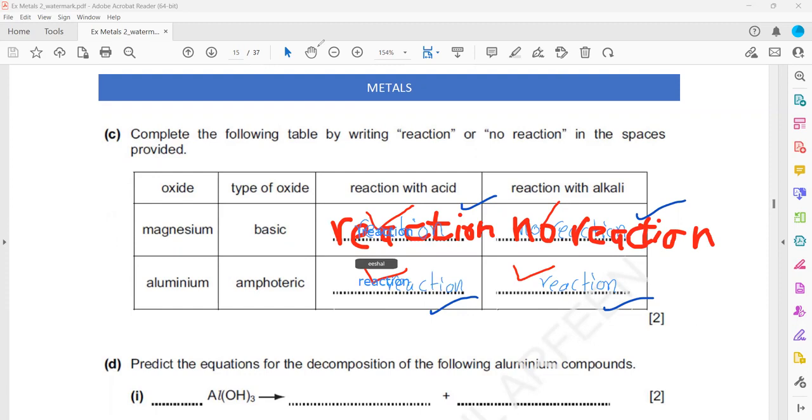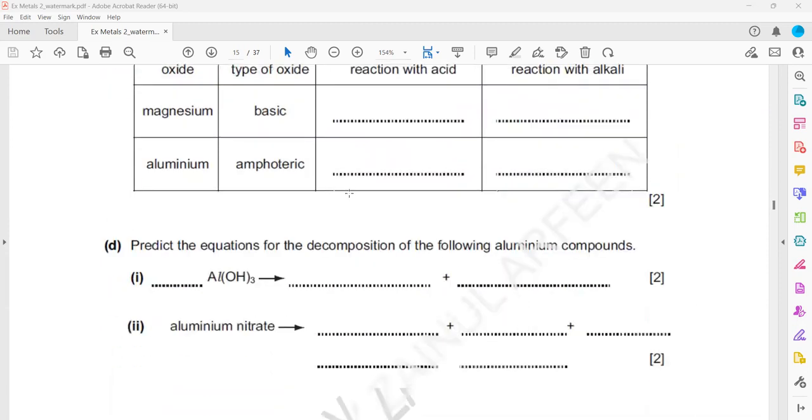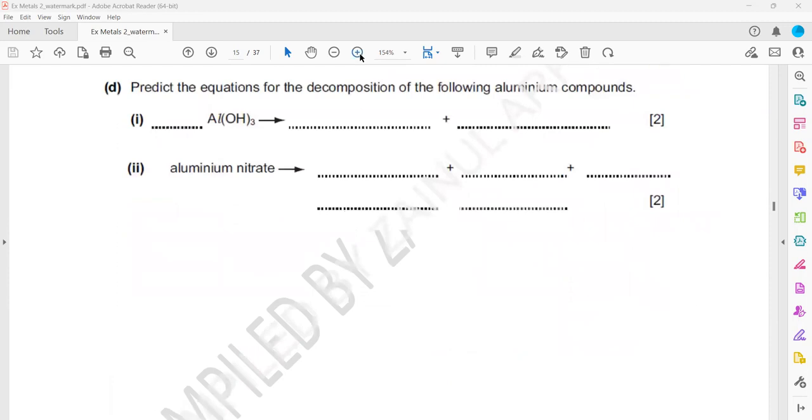Moving on to the next question. Predict the equation for a decomposition. Whenever a metal hydroxide decomposes, it gives metal oxide plus steam. So first we have to write the formula for aluminum oxide. Aluminum is group 3, plus 3, and oxygen is group 6, minus 2. So the formula for aluminum oxide will be Al2O3, and for steam, H2O. Now the second part, why it's 2 marks, is for balancing.